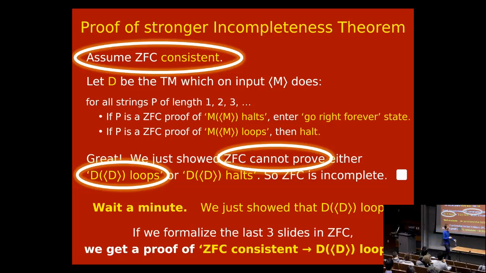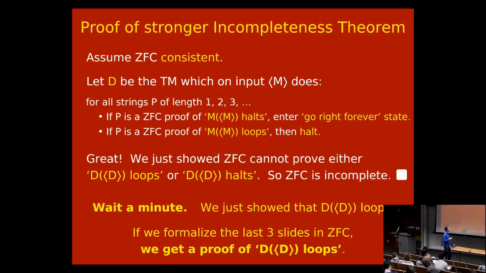Okay, forget for a second what this ZFC consistent and D of D loops mean. Just imagine this statement is statement A, and this statement is statement B. We know that assuming ZFC is consistent, you can prove statement B, and you can prove A implies B. So, wait a minute. I got confused here. What do I want to say? They always trap you. Right, let's go back.